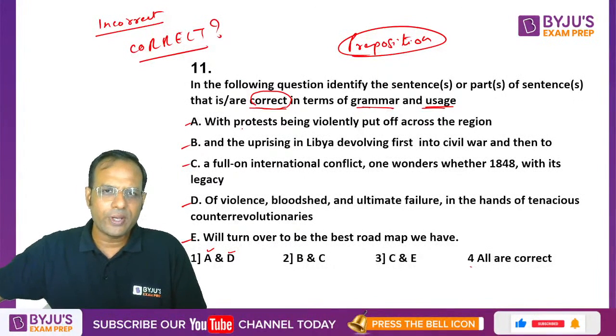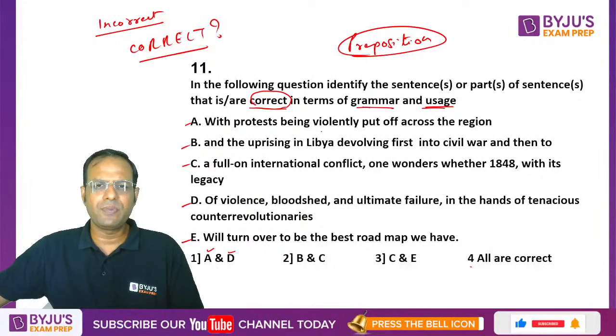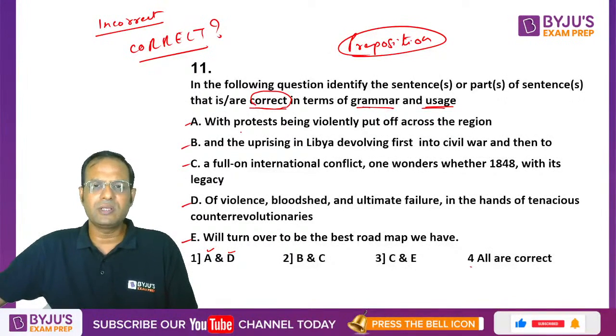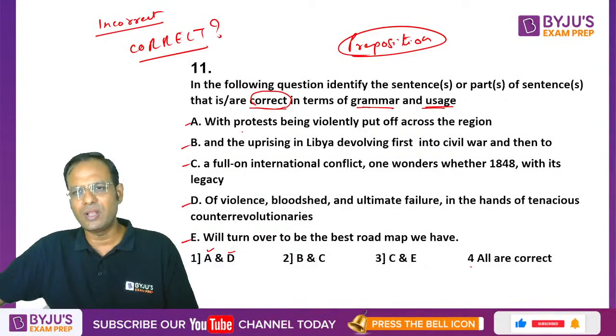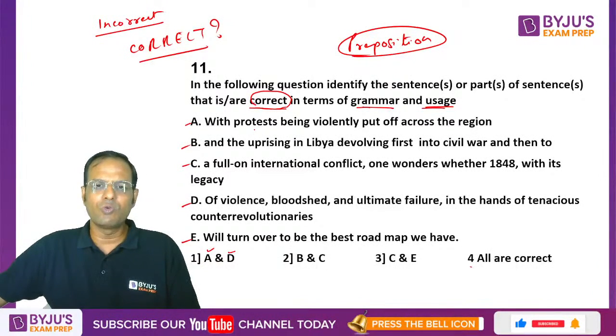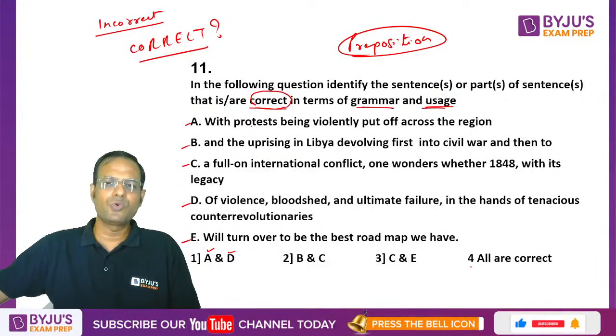So let us look at the question. With protests being violently put off across the region and the uprising in Libya devolving first into civil war and then to a full-on international conflict, one wonders whether 1848, with its legacy of violence, bloodshed and ultimate failure in the hands of tenacious counter-revolutionaries, will turn over to be the best roadmap.